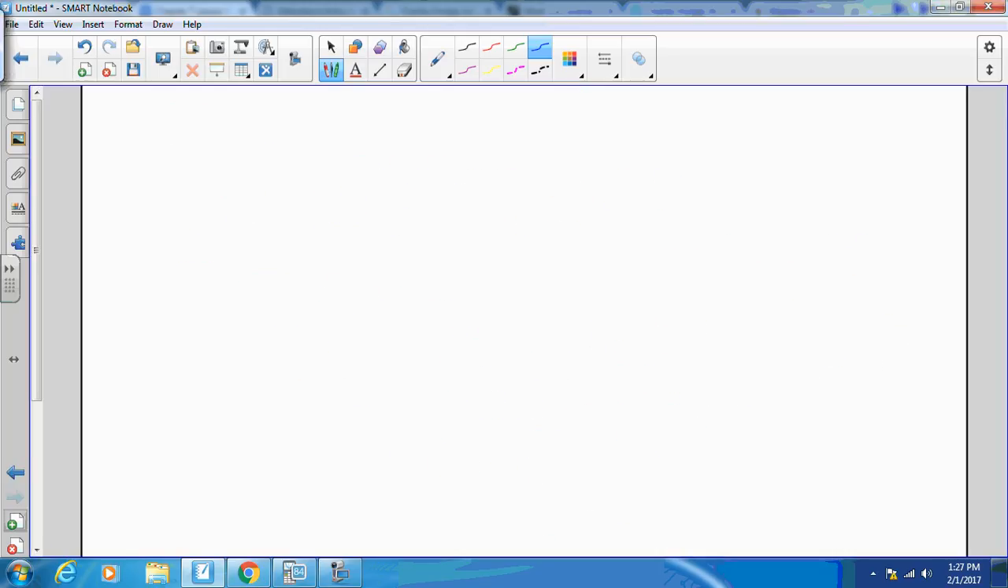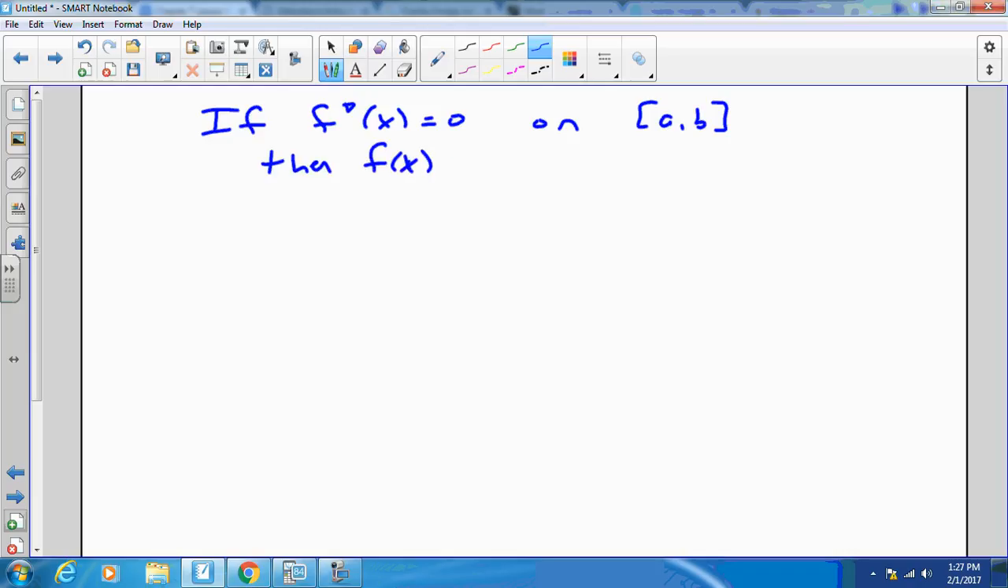All right. Well, let's actually use the mean value theorem in an important way. I'm going to review very briefly a theorem from the end of yesterday. That theorem is, if f prime of x equals 0 on the interval a to b, then f of x is a constant c on that interval.